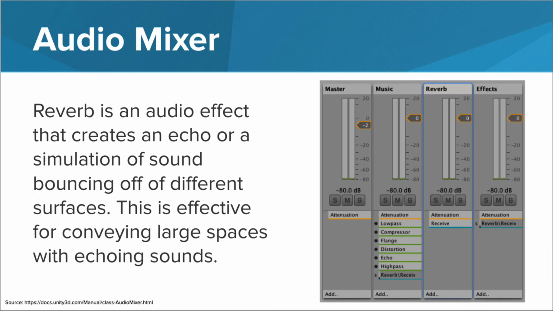Audio sources can pass through an audio mixer before it's received by an audio listener. Audio mixers provide special audio effects, such as reverb. Reverb is a common audio effect used to simulate how audio sounds in a large environment or where it may bounce off of other objects. This is effective for conveying large spaces with echoing sounds, such as a cave.